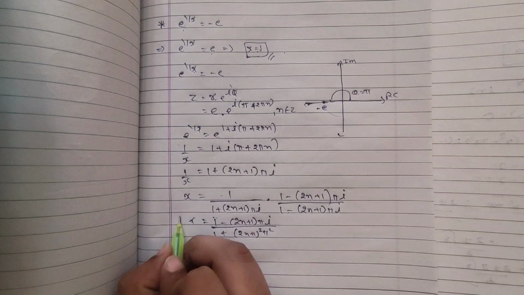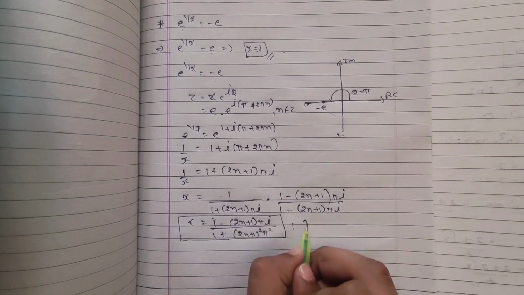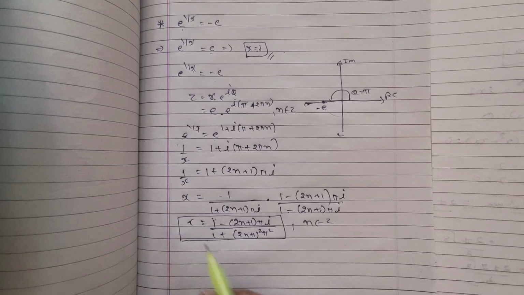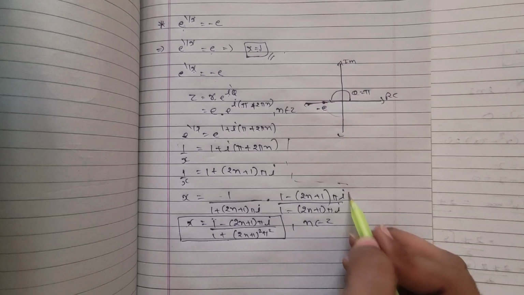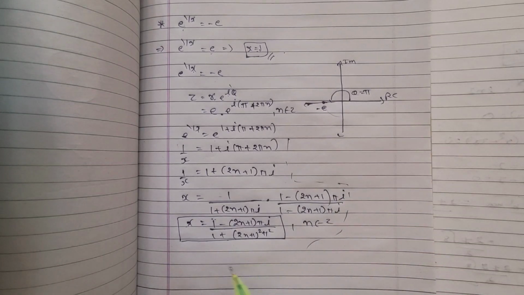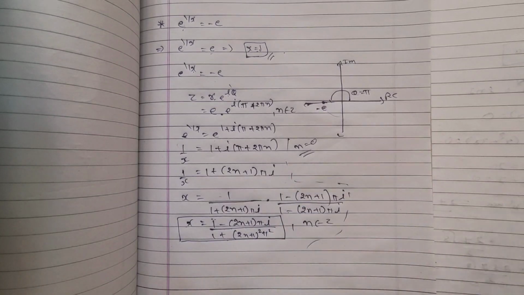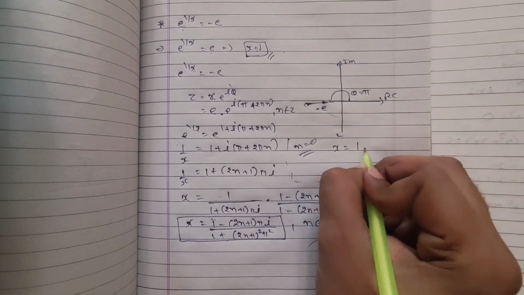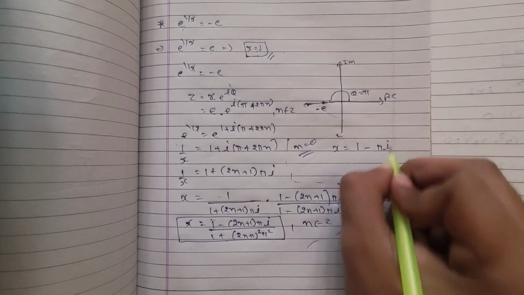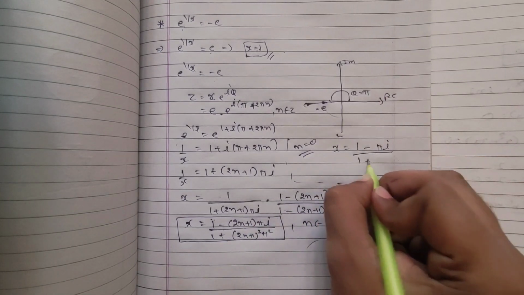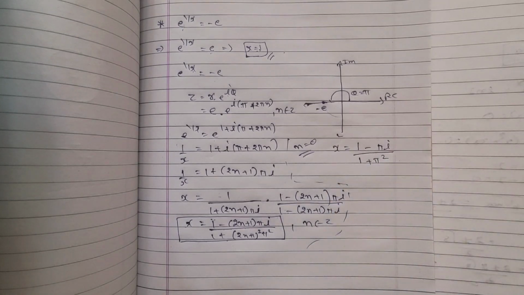This is the value of x in generalized form, right? And you can say n belongs to Z here. As I said, this is the value of x in generalized form. But if I want to take one value, if I take any value for n, let's see what my solution looks like, right? So if I put n equal to 0 in this particular equation, then I will get x equal to 1 minus pi into iota, divided by 1 plus pi square, obviously, right?